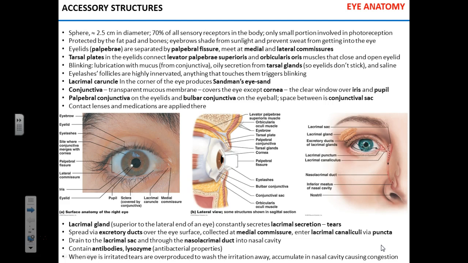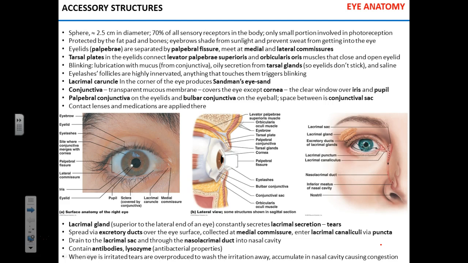The eye is a sphere, and it's a pretty solid sphere. You can't take the eye out from an animal or a person, and it will stay intact, at least for a while. It's about an inch in diameter.